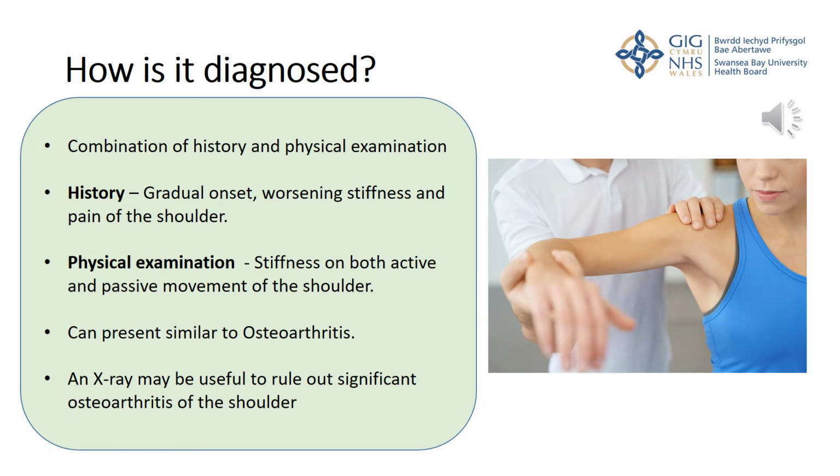Frozen shoulder is diagnosed by a combination of the history and physical examination. The history includes a gradual onset of worsening stiffness and pain of the shoulder. It occurs more so in the diabetic population and is most common between the ages of 40 to 60. The physical examination would reveal stiffness of both passive and active movements of the shoulder. This means the movements of the shoulder would be equally stiff when the therapist moves your arm compared to when you move it. It can present similar to osteoarthritis due to both presenting with stiffness and pain. An X-ray can be useful to rule out significant osteoarthritic changes if considering more invasive management.